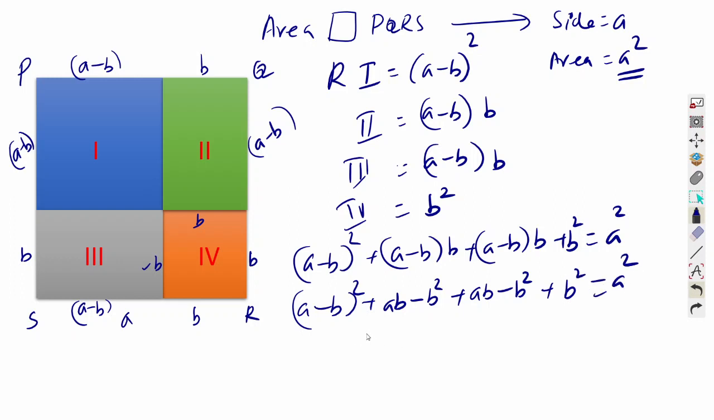If you look at this, AB minus B square, AB minus B square. These two are positive, so you can write it as A minus B whole square plus 2AB, 1AB here, 1AB here. Now what we can see, minus B square plus B square, these both get cancelled and minus B square will remain, which is equal to A square.